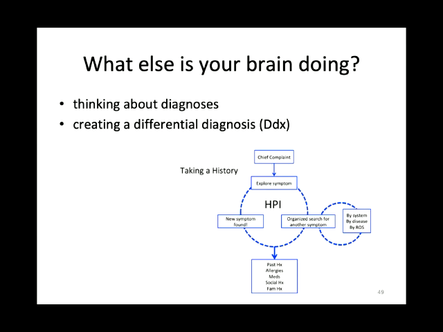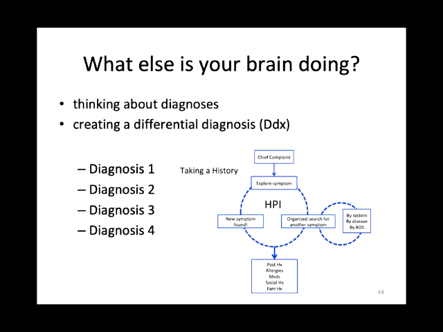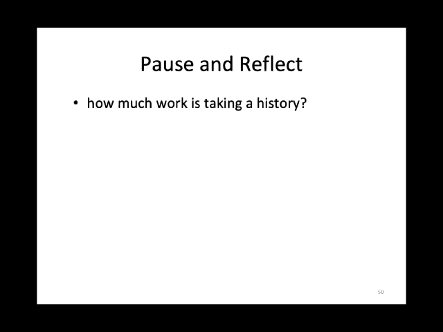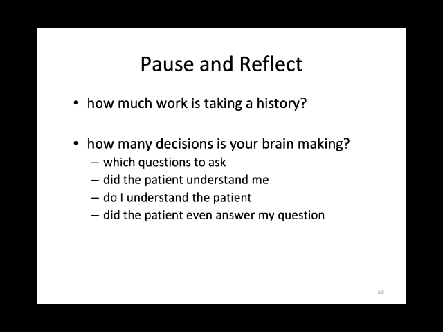In addition to taking the history and collecting all this data, your brain has to do something else. It has to create a differential diagnosis. And so what I'm trying to point out is how much work your brain is doing while you are simply doing a history. When you're asking a question on history, first of all, you have to decide what questions to ask. That's a decision. You need to make a determination whether the patient understood you. You need to decide if you understand the answer that the patient's giving you, and whether or not they even answered your question. So even with one question, there are multiple decisions that are occurring, and this is quite a bit of work.